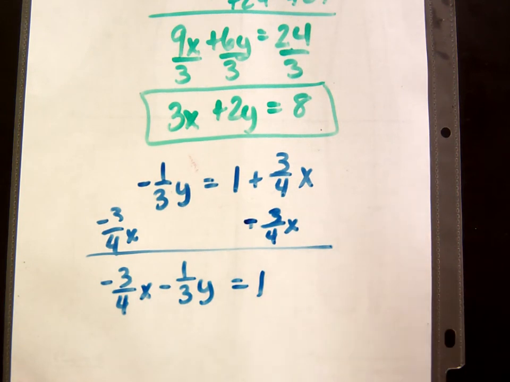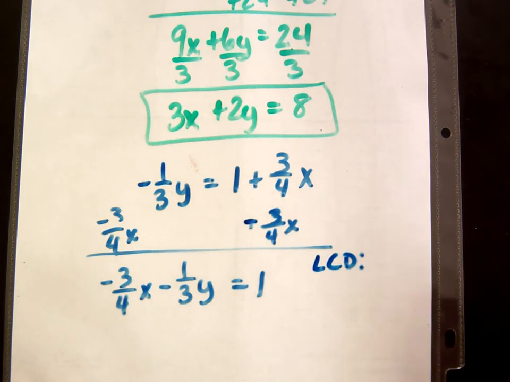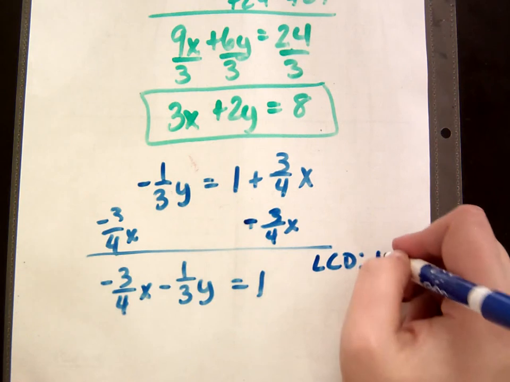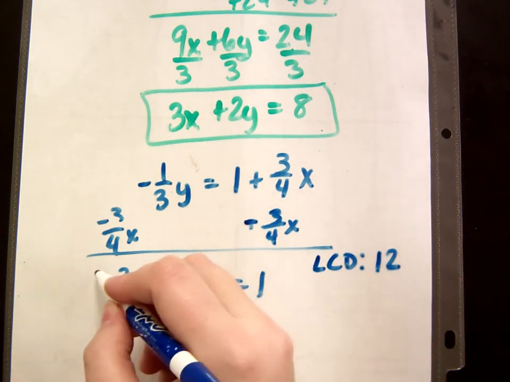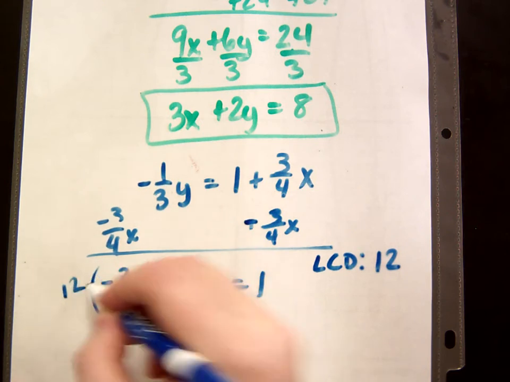But now I've got two problems. First problem, I've got fractions. Second problem, my x is negative. Now, to get rid of a fraction, you have to multiply by the least common denominator, which is the smallest number that is divisible by both 4 and by 3 in this case. And the smallest number I can think of that is divisible by 4 and by 3 is 12. So what I basically do is multiply everything by 12.